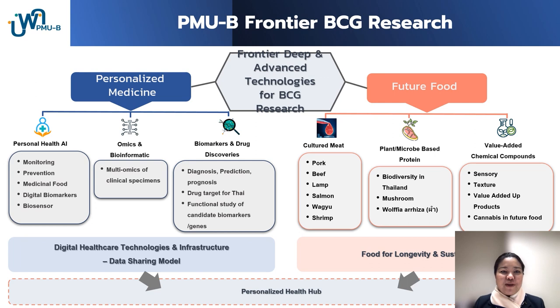I'd like to add a little bit more about the PMU-B Frontier BCG Research Program. There are, as I said, personalized medicine and future food. Maybe you can think about your colleagues and friends or what you do if you want to expand into other areas. For nanomaterials, maybe nanomaterials can help with biomarkers or drug discovery, or be part of a material to help with cultured meat, and maybe through value-added chemical compounds in future food that create sensory texture, giving high value-added products like that. So for PMU-B, we're looking for new innovative ideas with application, but you have to see the goal in the application for the future industry.